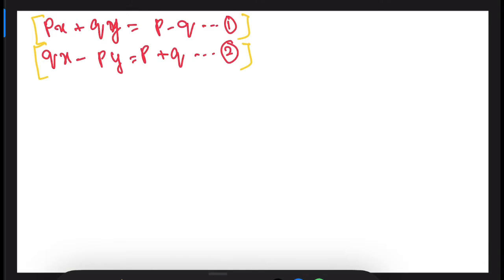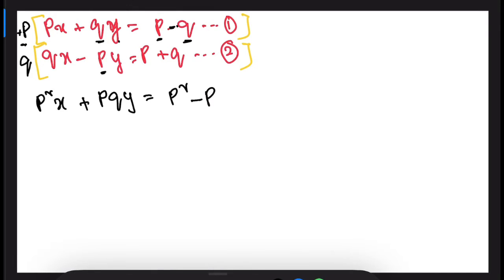We have to multiply what? Here q is there, you multiply with q. Here p is there, you multiply with p. Okay, that will become what? p square x, plus into plus is plus, p into q, pq y, equals p into p is p square, plus into minus is minus, p into q is pq.